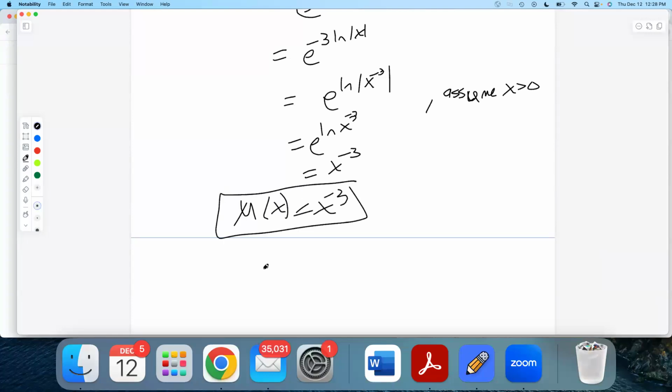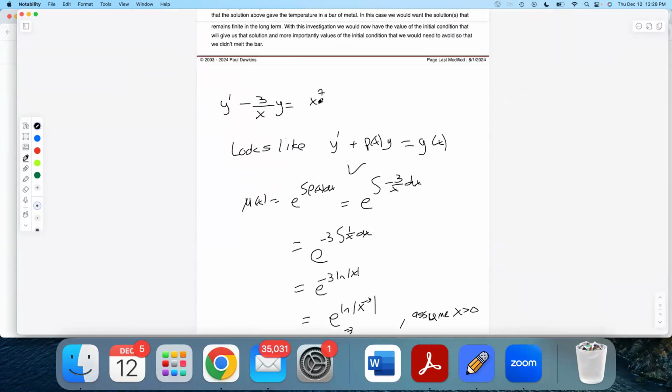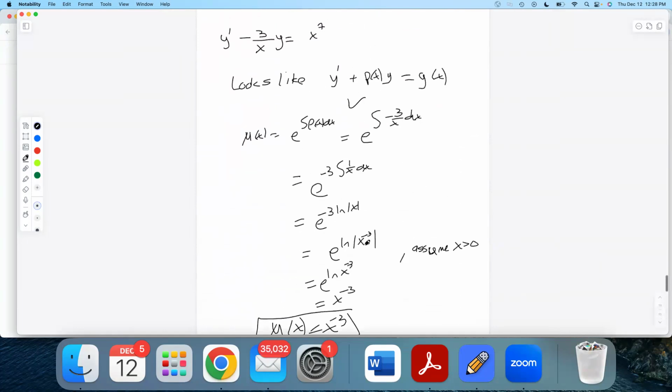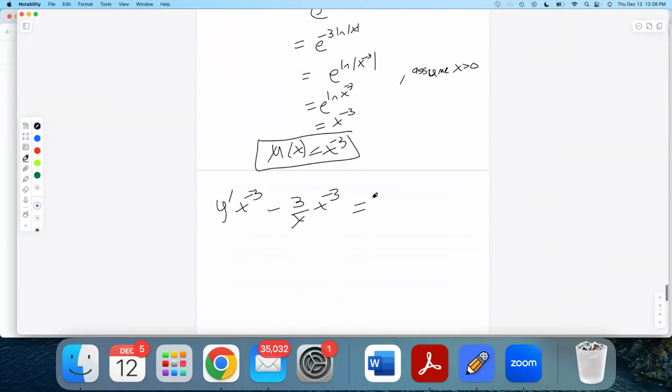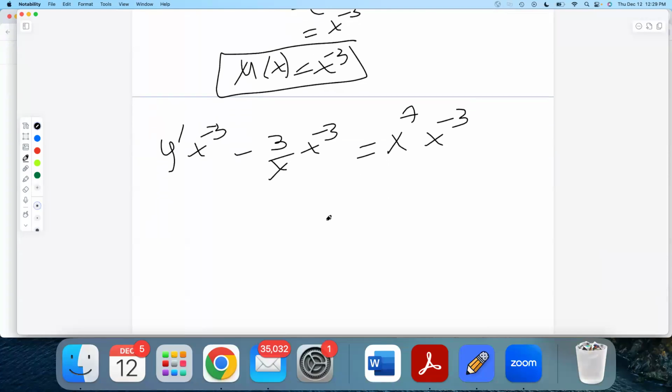let's circle that. We multiply everything left and right by the integrating factor. So that will be y prime times x to the negative 3 minus 3 over x, x to the negative 3. Don't forget to multiply the other side. I'm just writing out all the details here. Multiply both sides by the integrating factor. And then I'm going to clean this up a little bit.